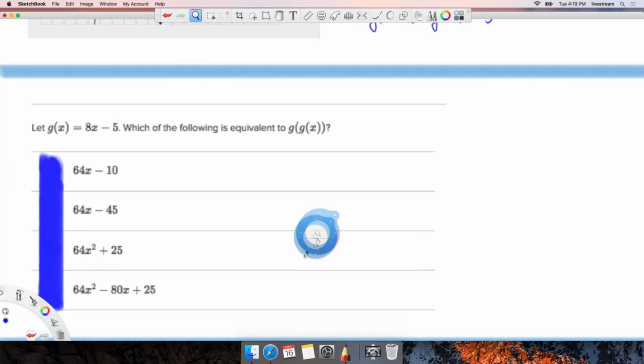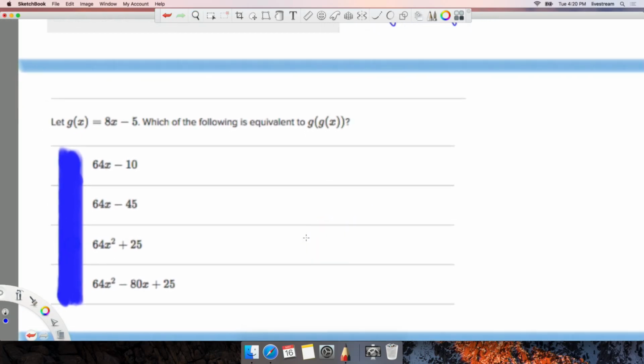Ignore the big blue highlighting. Wanted to block out some of the markings there. So let's give this question a read. Let g of x equal 8x minus 5. Which of the following is equivalent to g of g of x? So in this case, it looks like there's going to be some substitution.